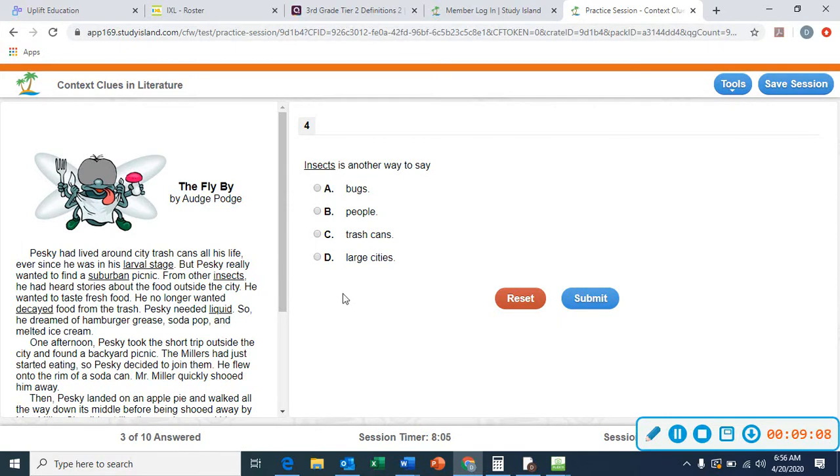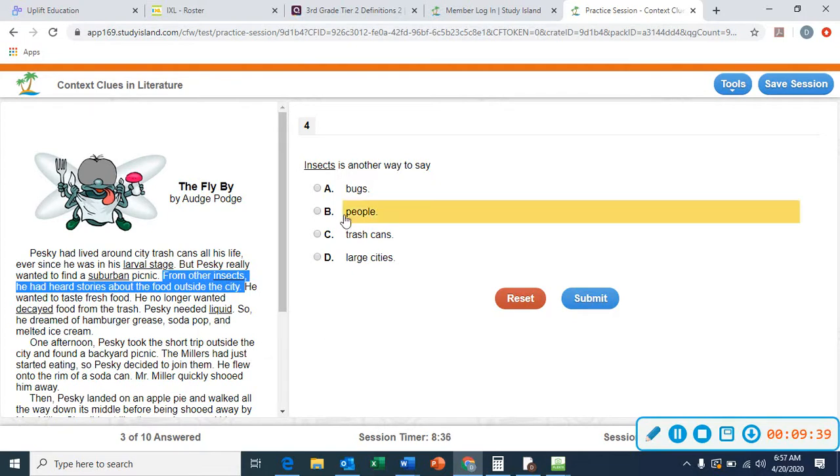Insects is another way to say, well, let's go to the paragraph where we find the word insects. From other insects, he had heard stories about the food outside the city. Well, what is Pesky? He's a fly. What is a fly? An insect or a bug. He's not people. He's not trash cans. He's not large cities. The only other living object in these answer choices besides people, and we know he's not a person because look at the picture. He's a bug.